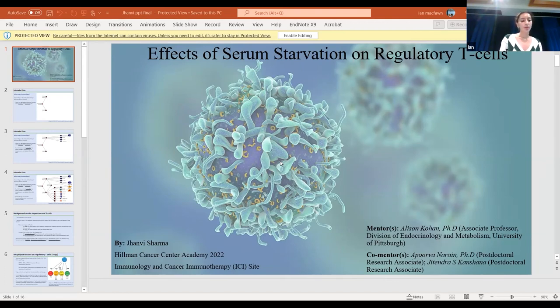So under serum-starved conditions, Tregs might be utilizing or burning intracellular lipids to fuel the secretion of anti-inflammatory IL-10, which we detected via ELISA. And understanding how Treg behavior changes due to metabolic fuels may help us develop future Treg therapies for inflammatory diseases like inflammatory bowel disease and cardiovascular diseases.